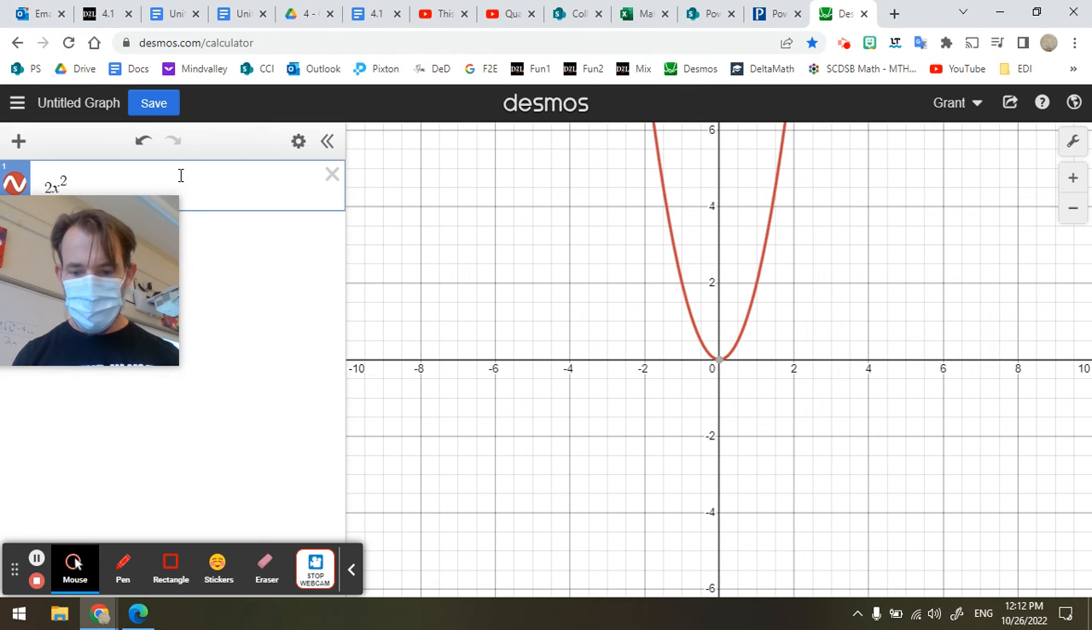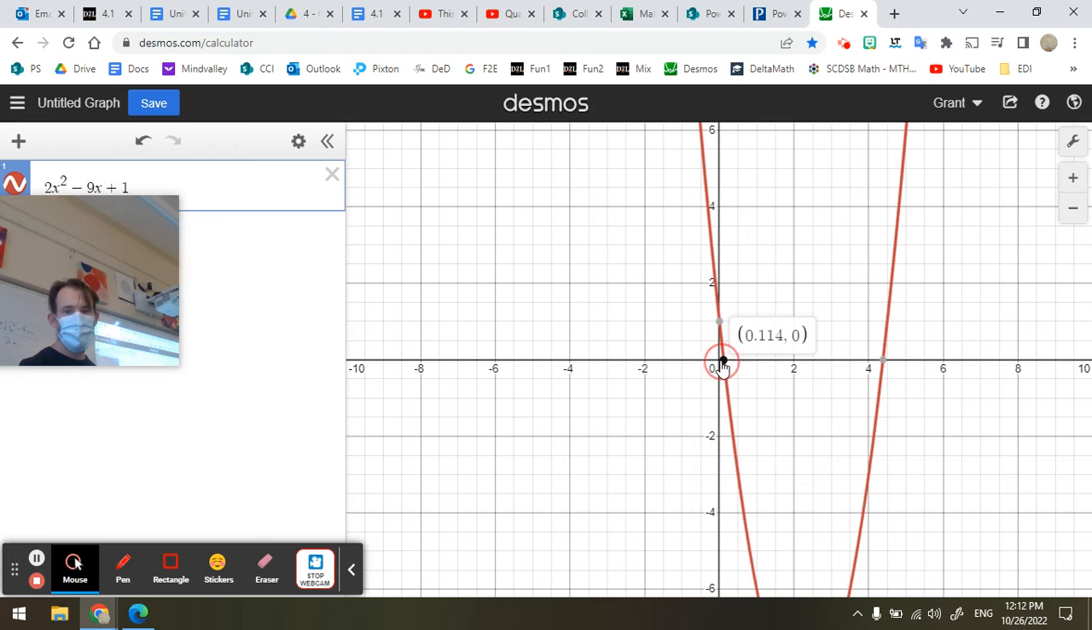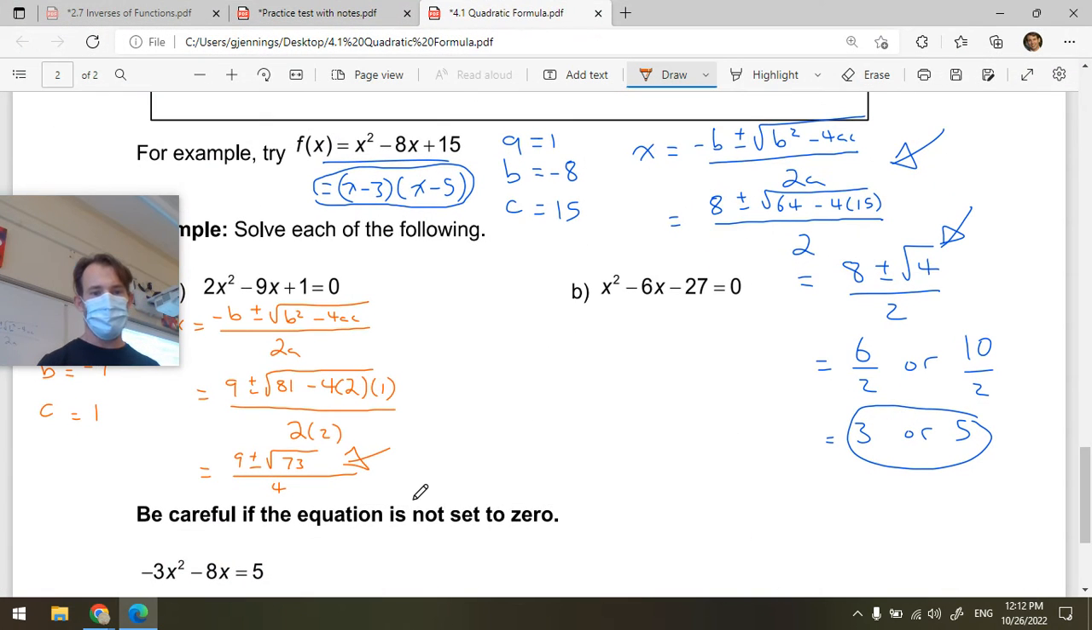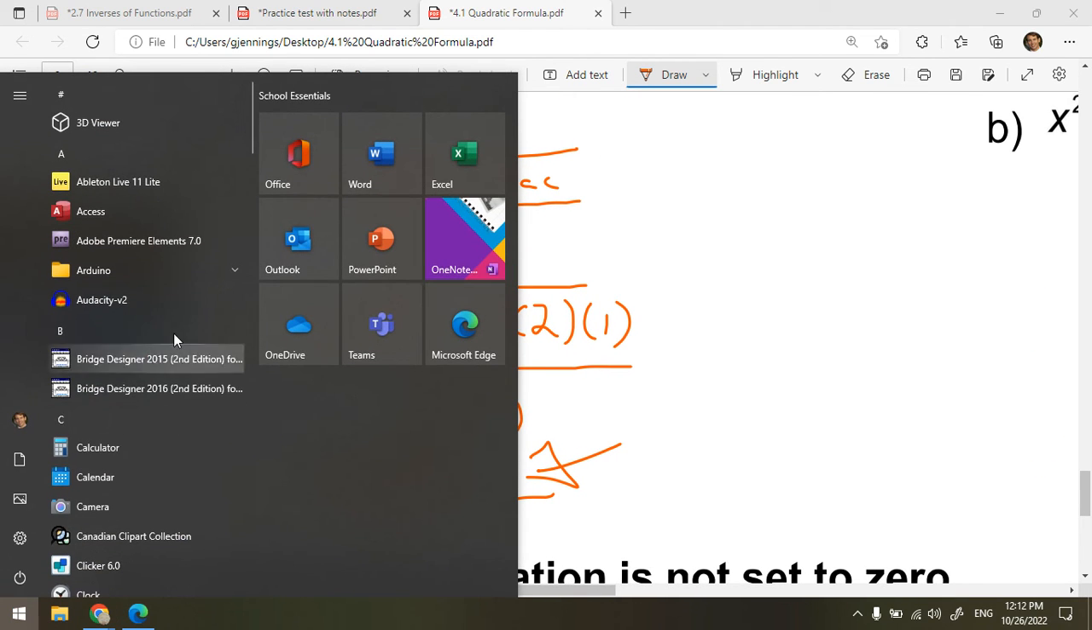2x squared minus 9x plus 1. So here's the number a little bit bigger than 0. Here's the number a little bit bigger than 4. That's what we would have predicted. And let's just show you evaluating this with your calculator: 9 plus or minus the square root of 73 over 4. So you get your calculator out.